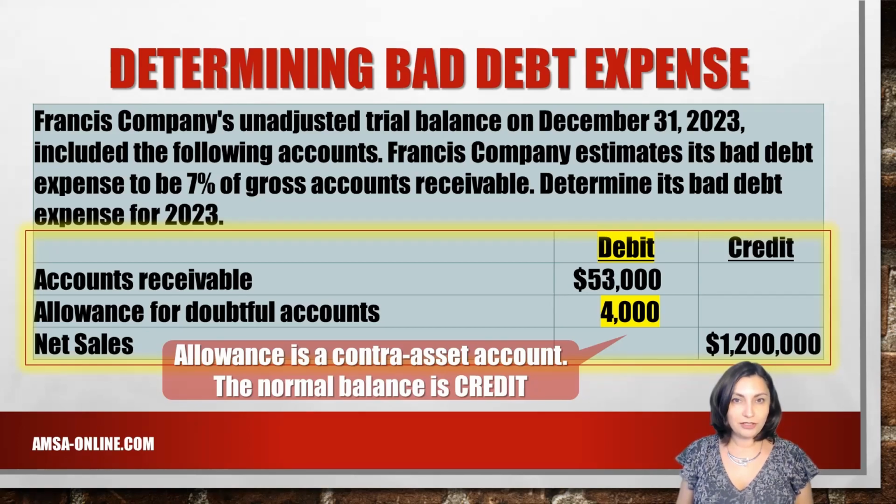Note that the allowance for doubtful accounts is a contra asset account. The normal balance is credit. This account is increased by credit and decreased by debit. A debit balance in the allowance account means the company underestimated bad debts and wrote off more than expected.